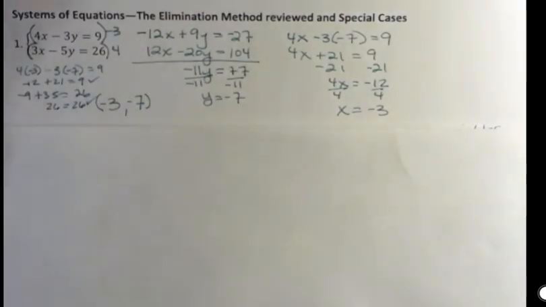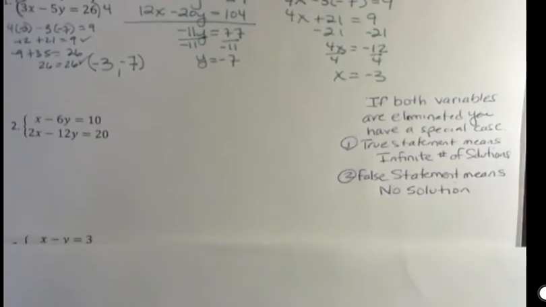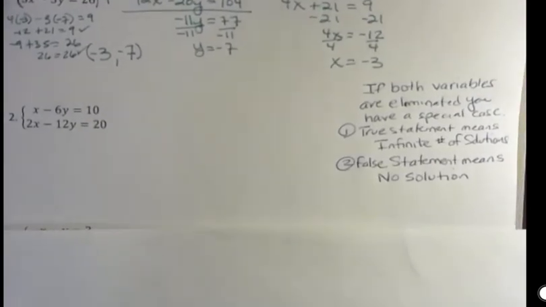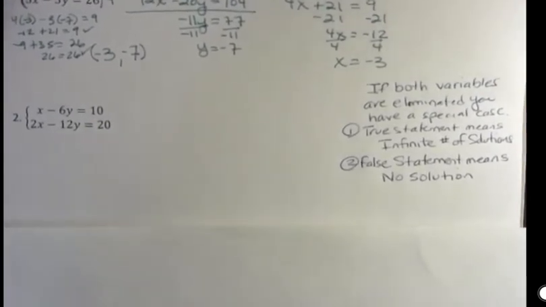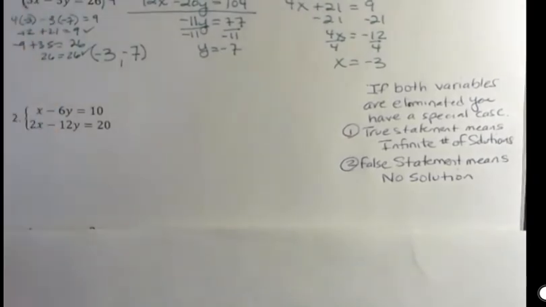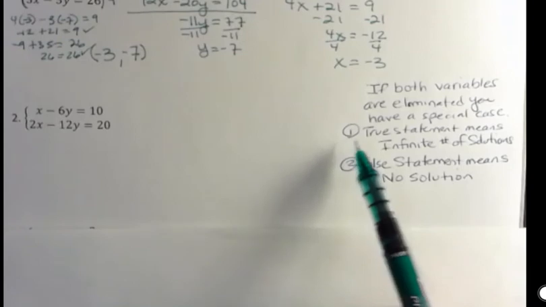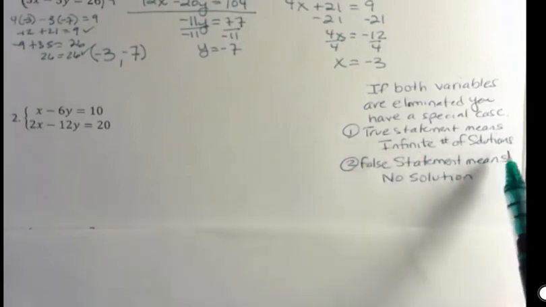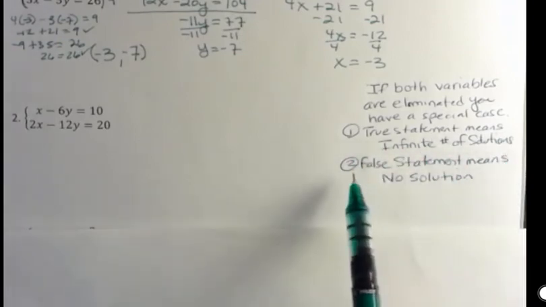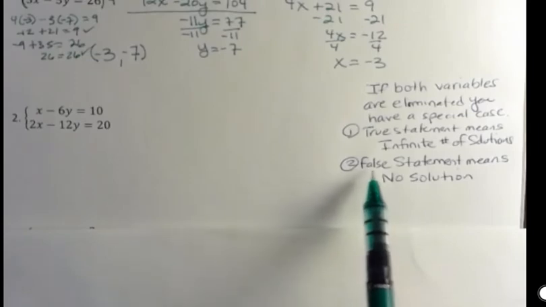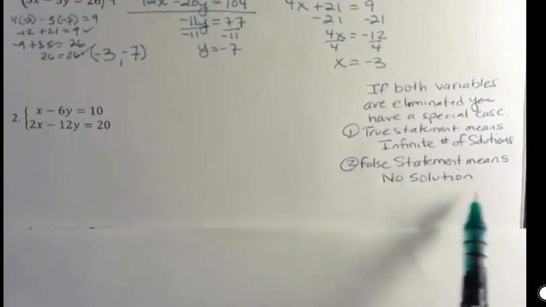Okay, that was not a special case. In the special cases, you will see that both of your variables will be eliminated. If both variables are eliminated, you have a special case. One is they eliminate to leave you a true statement. That means you have an infinite number of solutions. In the other case, they eliminate and leave you a false statement, which means no solution.